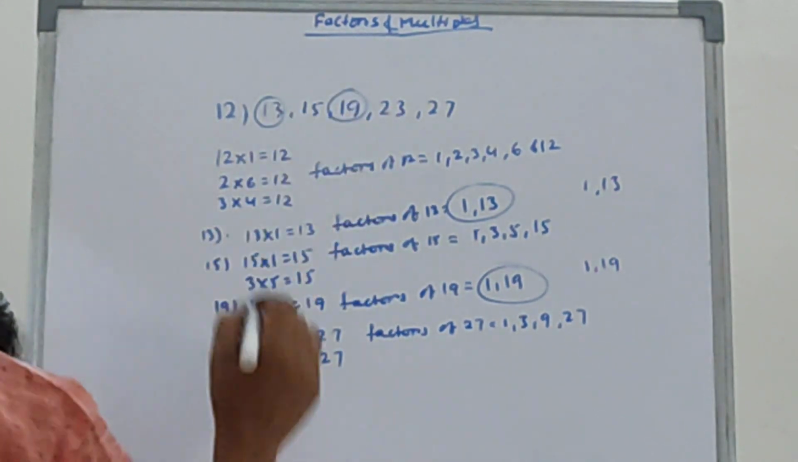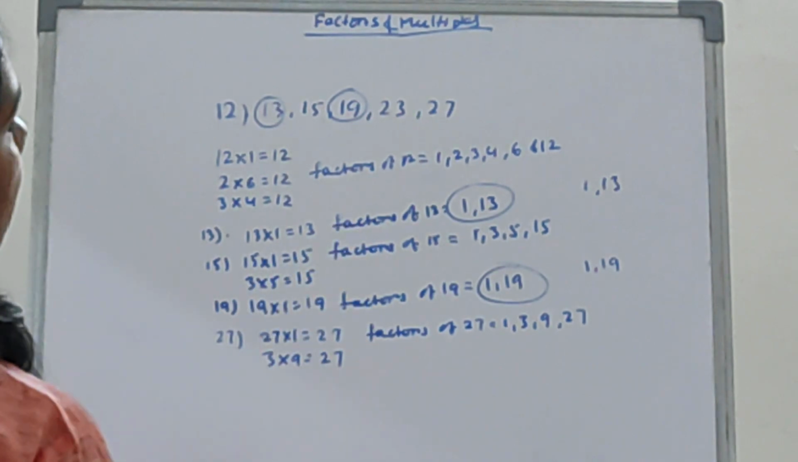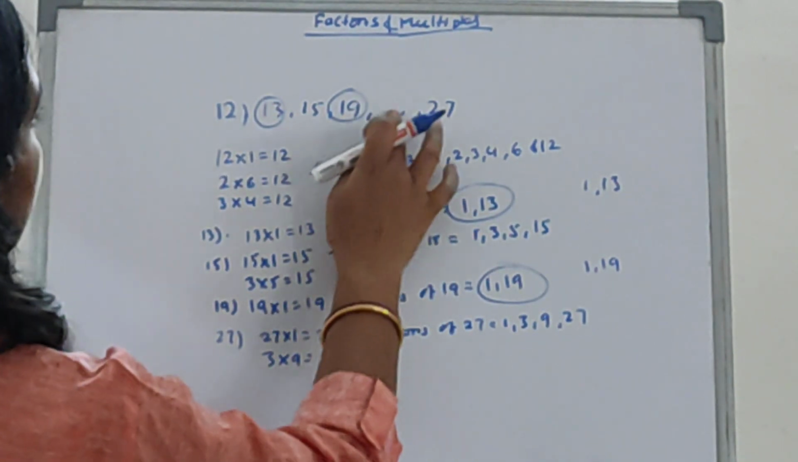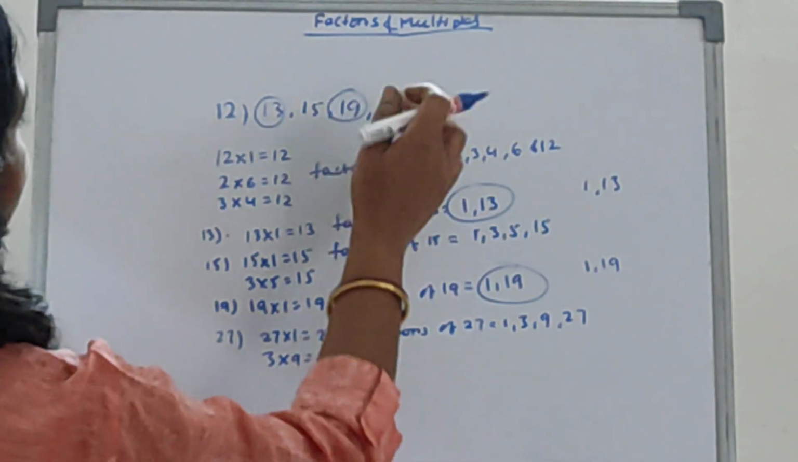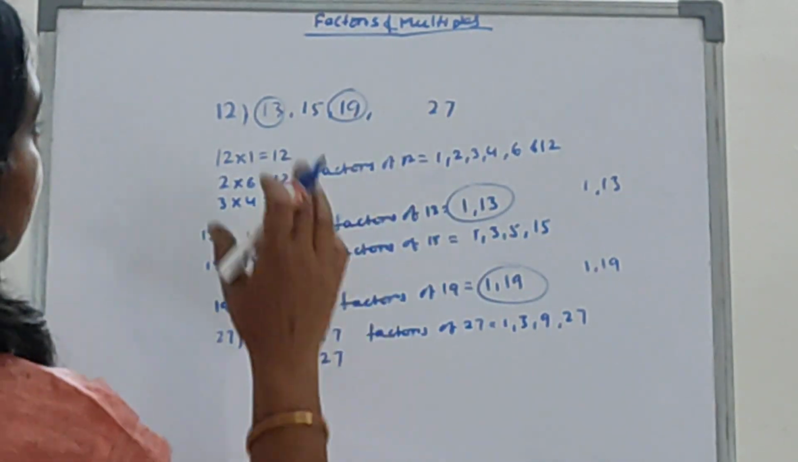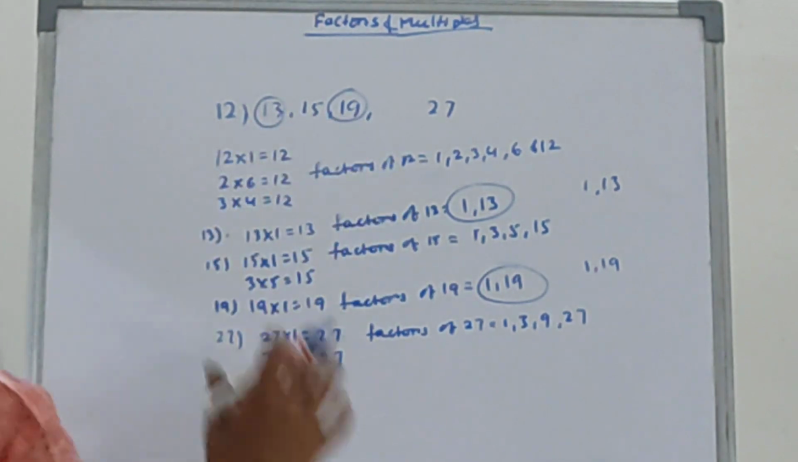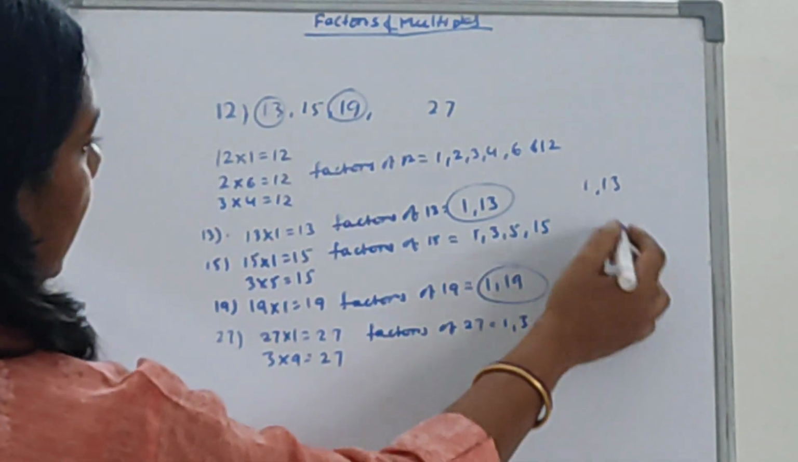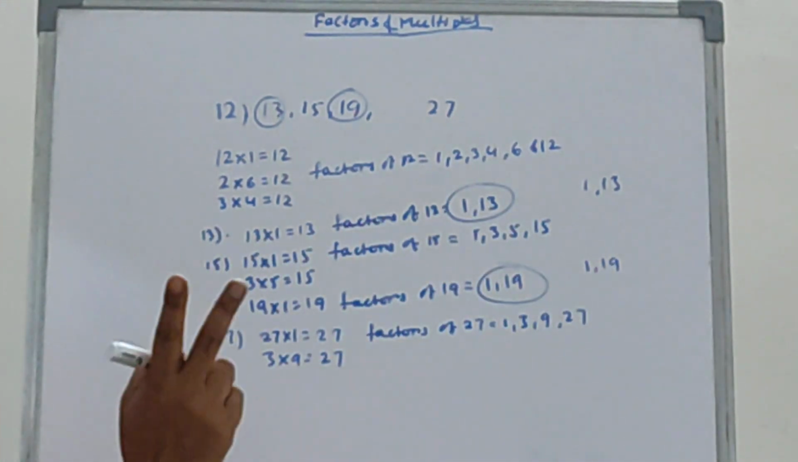So the numbers 13 and 19 are what? These are the prime numbers. We didn't take 23, that's why I erased this. So now here 13 and 19 are prime numbers because these two have only two factors.